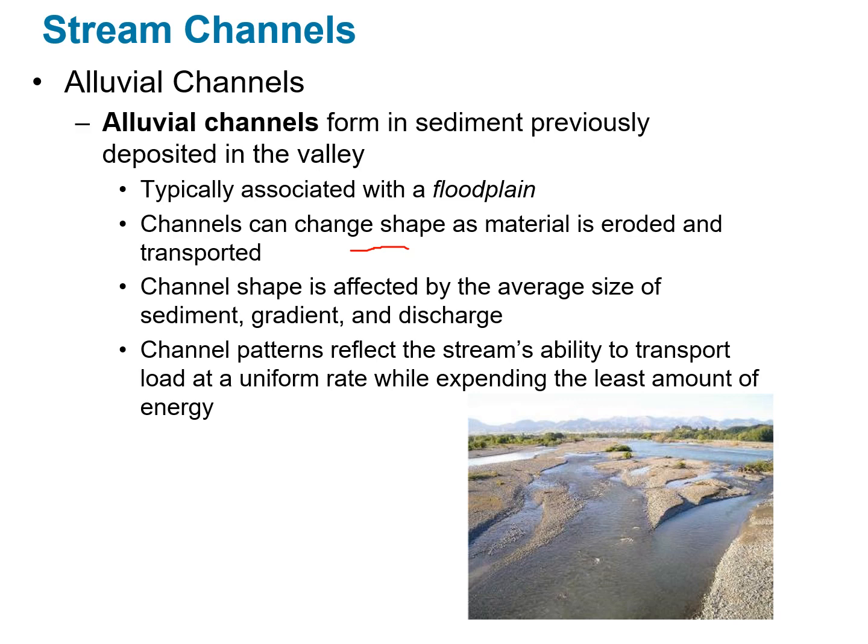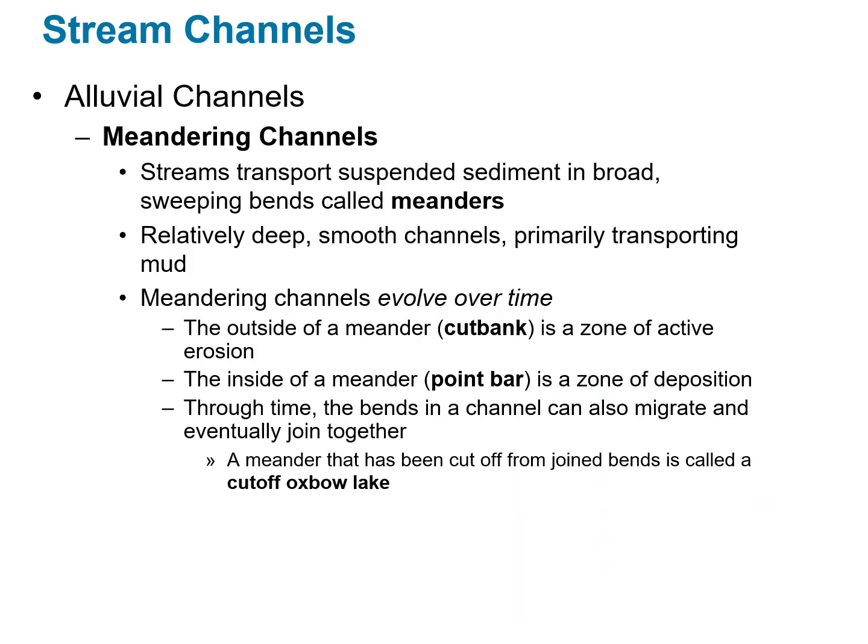And so the patterns in the channel really reflect the stream's ability to transport sediment around the areas. And so there's a few types of alluvial channels. One such is a meandering channel. This is where a stream meanders back and forth.